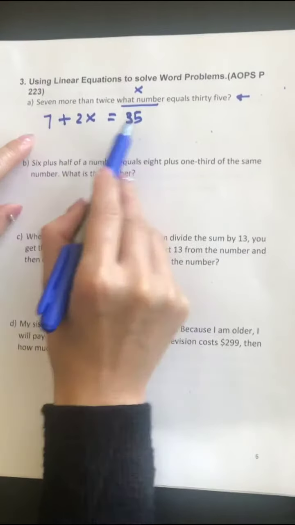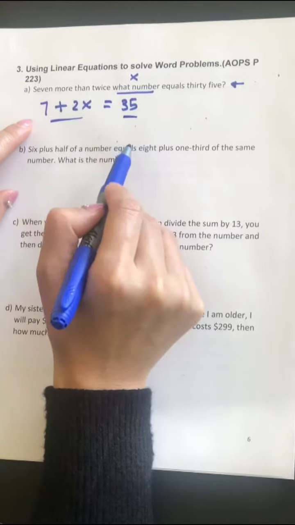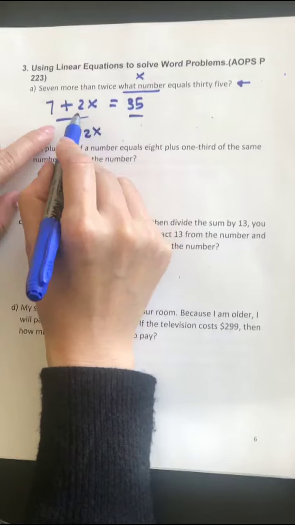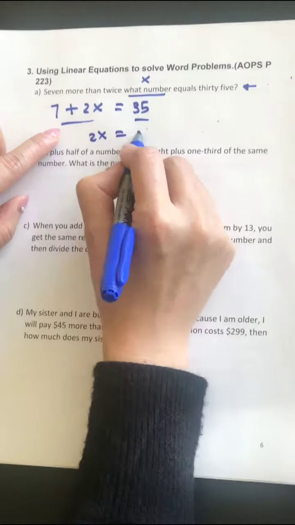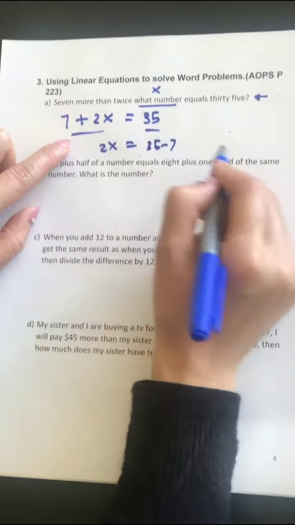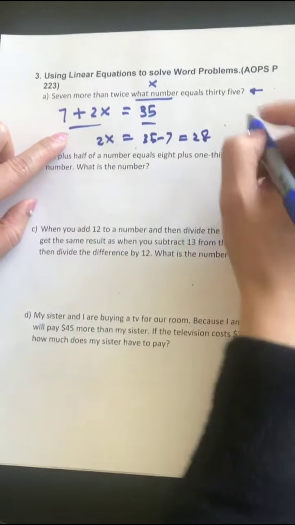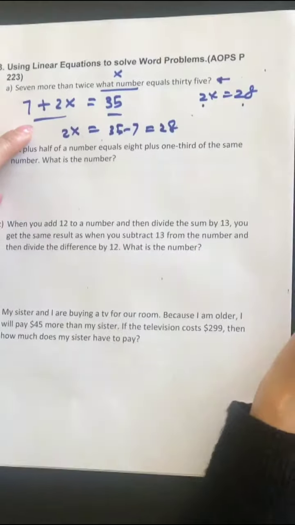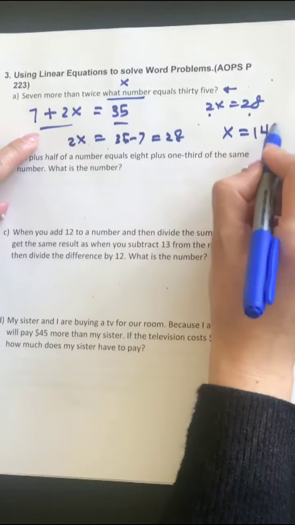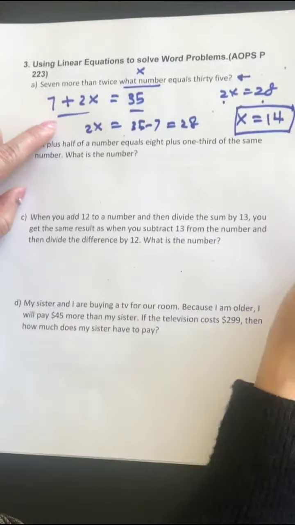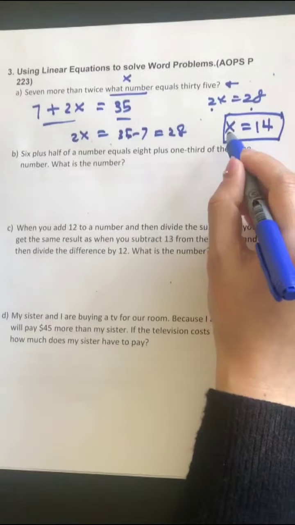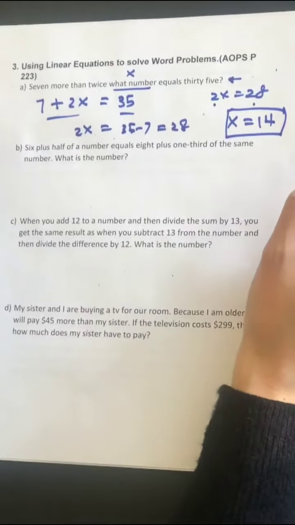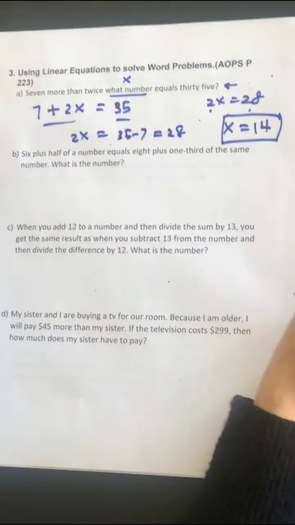We subtract 7 from both the left-hand side and the right-hand side, and that would give you 2x on the left and 35 minus 7 on the right-hand side, which is 28. So 2x equals 28. Now we divide both sides by 2 to get x equals 14. So eventually, for all these problems, x equals some number is the final form that we are striving for.